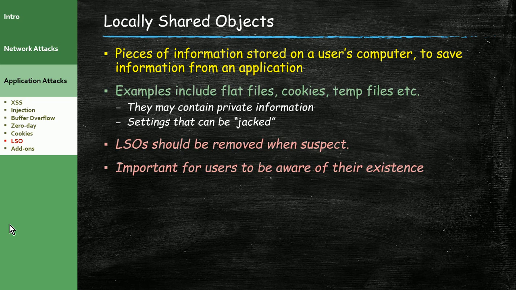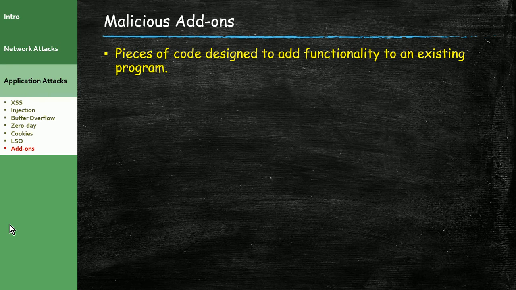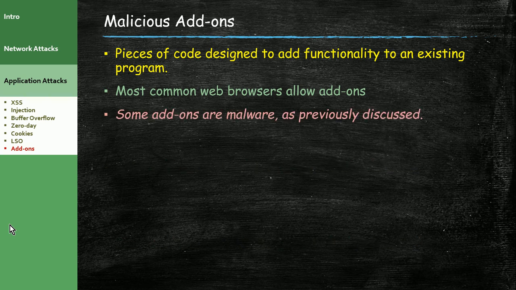So that's another example. And finally, malicious add-ons. These are pieces of code that are designed to add functionality to an existing program. They're most common in web browsers. So I'm sure that all of you have web browsers that allow add-ons, like Chrome and Firefox, and I think even Edge allows some add-ons. But those add-ons could be malware, which we've discussed previously.